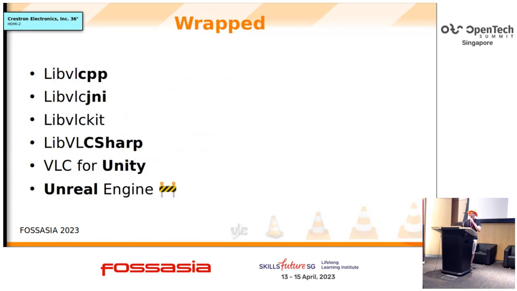And we also have a lot of wrappers. So the old CPP, JNI, which is for Android, VLCKit, which is for macOS. We have a wrapper for VLC Sharp, which is also used by VLC for Unity, which is available under a different license, but that's another question. And we are also working on providing LibVLC on Unreal Engine for video games.